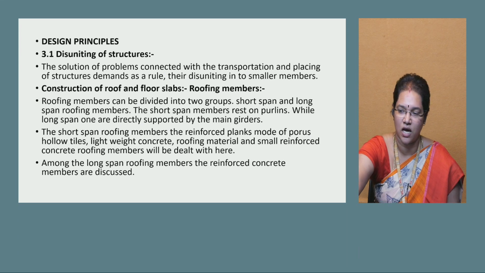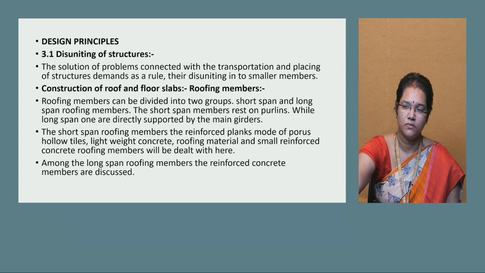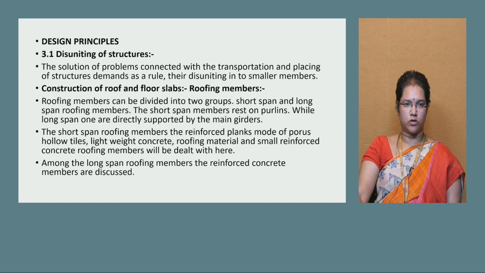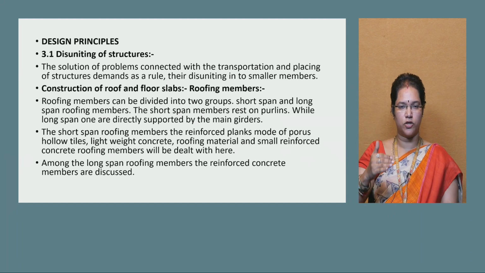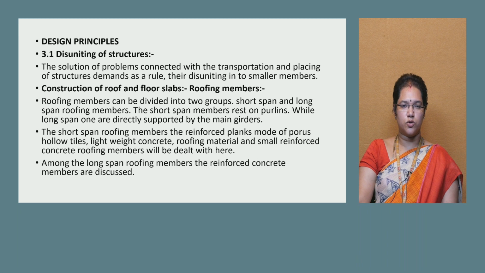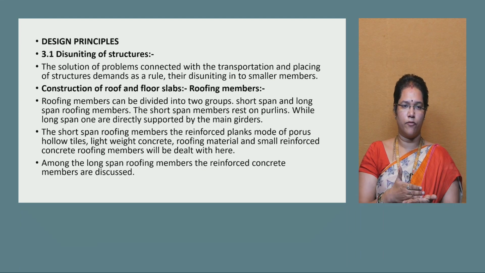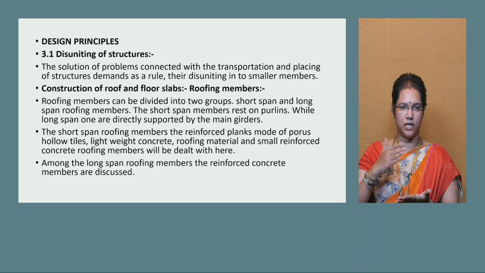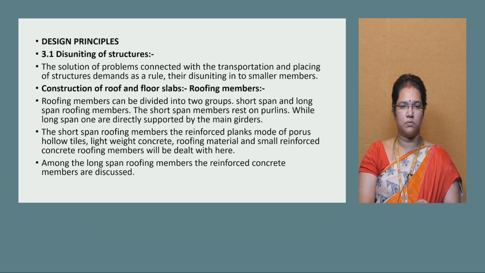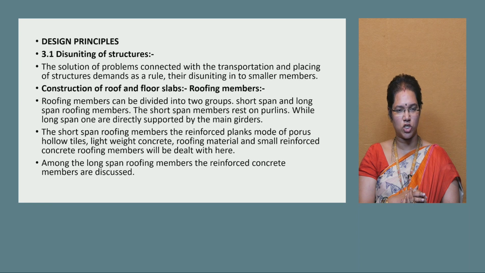We have already discussed the long and short roofing members in our CO2 activity. In continuation, here we go to the design parameters. The short span members rest on purlins, while long span members are directly supported on the main girders. One is a resting condition and the other is directly supported. Short span roofing members are reinforced planks, hollow tiles, lightweight concrete roofing materials, and small reinforced roofing materials, which are light in weight.